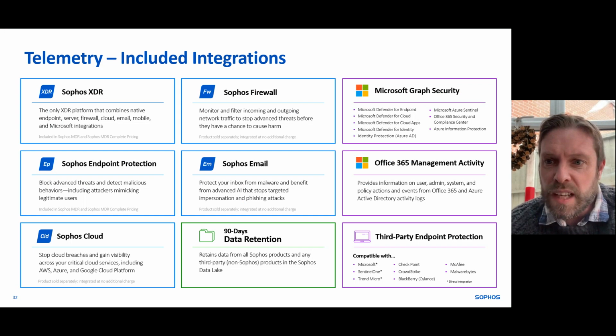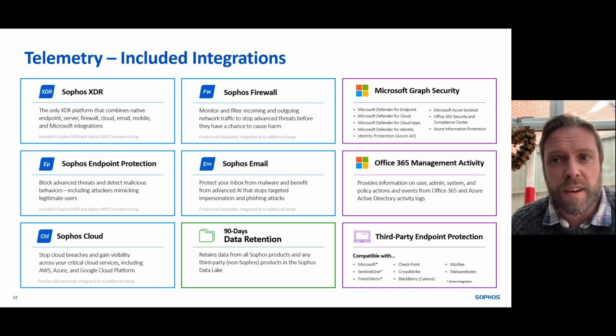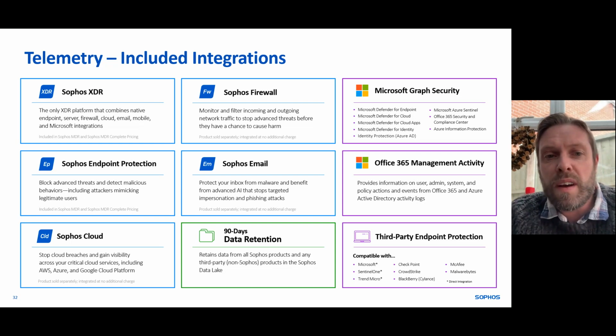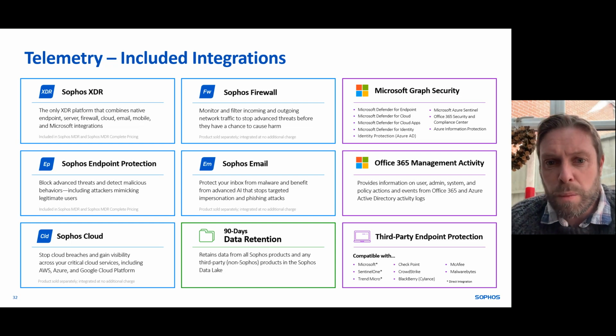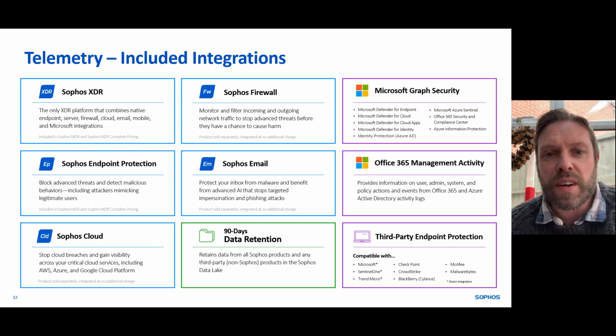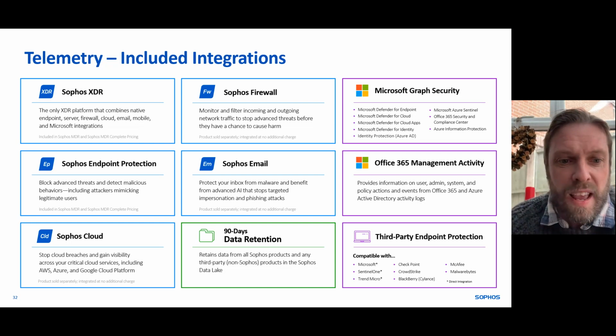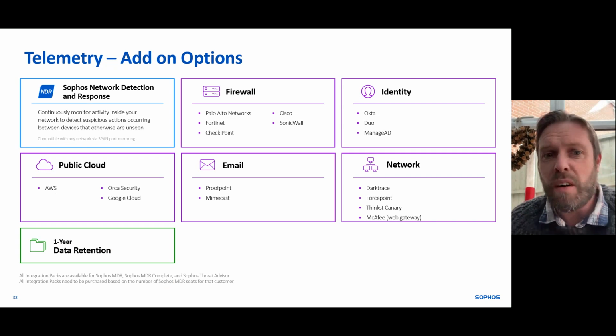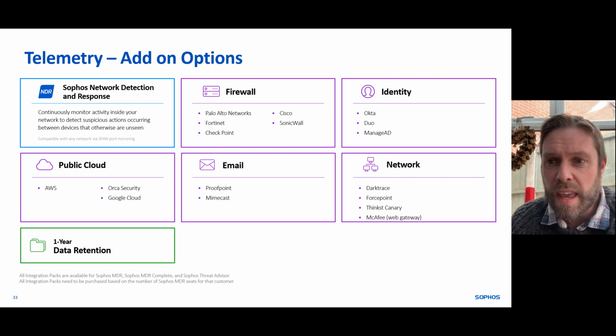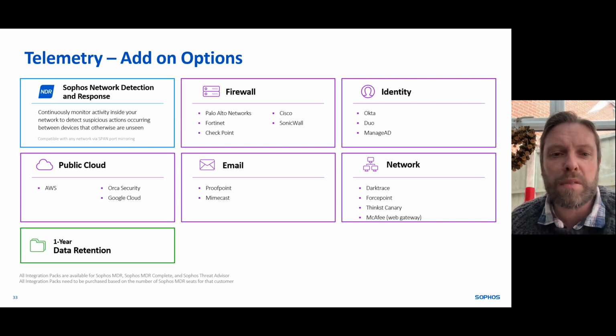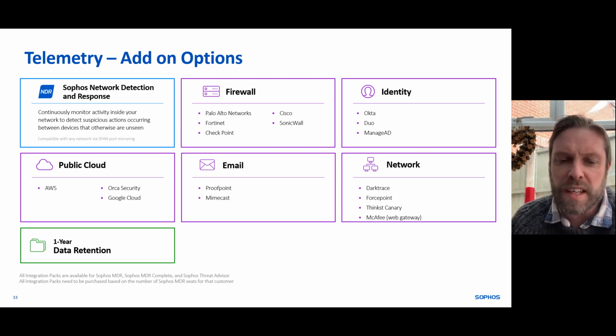We take a bunch of telemetry, obviously from our own products. You may well know Sophos as a brand that provides endpoint protection, firewalls, that kind of thing. But we also offer, as part of our service, a whole bunch of third-party integrations. So if you're running Windows Defender, for example, we will integrate with the Graph Security platform. If you're using a third-party firewall like Palo Alto, Checkpoint, Fortinet, to name but a few, then again, we can take the telemetry from those platforms as well, and a bunch of other things as well.